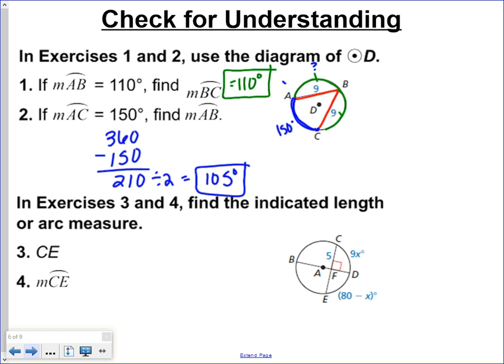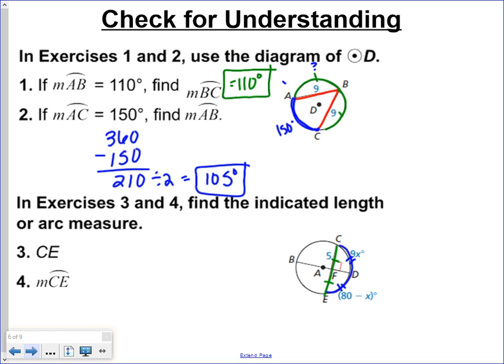Questions on the first theorem? Second theorem, if the diameter cuts the chord at a 90-degree angle, then it cuts the chord in half. So here's your chord CE, it's cutting CE in half, and then it's cutting the arc that it intersects into two equal halves as well. So the first one says find the length of C all the way to E.